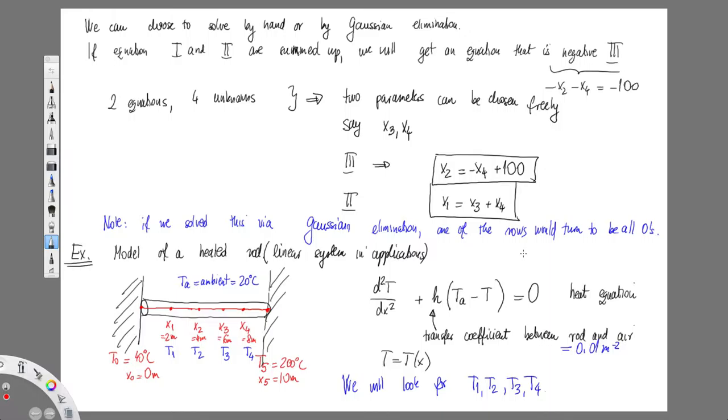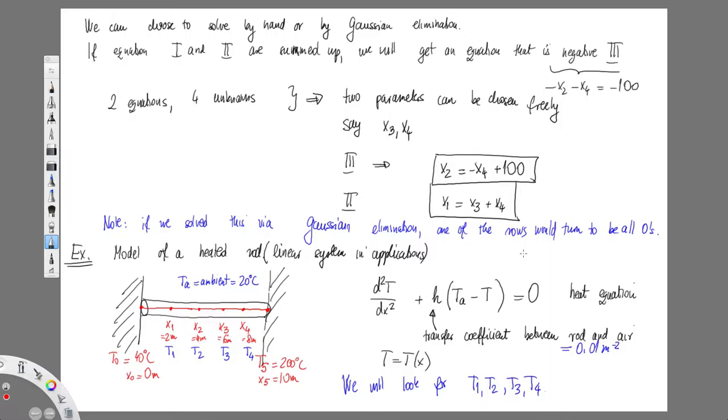So I'm looking for T1, which is T of x1, T2, which is T of x2, T3, which is T of x3, and T4, which is T of x4. Once I've found those four, I'm done. I numerically solved this problem. If I want a finer discretization in between, with more points so that my solution looks smoother, I can simply add more points. The point of solving things numerically is to solve at discrete points in your space. This is in one dimension. In two dimensions, I would create myself a grid and solve on that grid. So let's go and solve this.